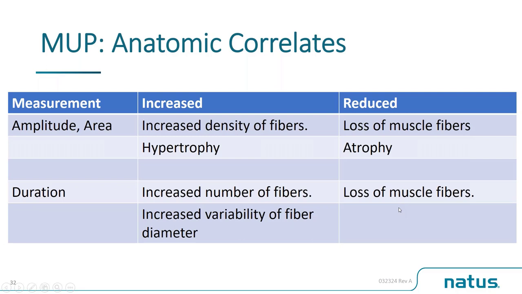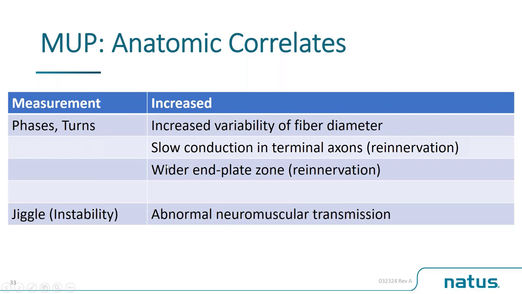Phases and turns, they are non-specific abnormalities. They are increased and abnormal in neuropathy as well as myopathy. And they represent increased variability of fiber diameter in myopathy. And in neurogenic conditions, they can be slow conduction in terminal axons, wider end plate zone, or atrophy of muscle fibers while they were denervated. And the instability, which is generally assessed subjectively, although there are quantitative methods as well called jiggle, which allow us to study abnormalities of neuromuscular transmission.